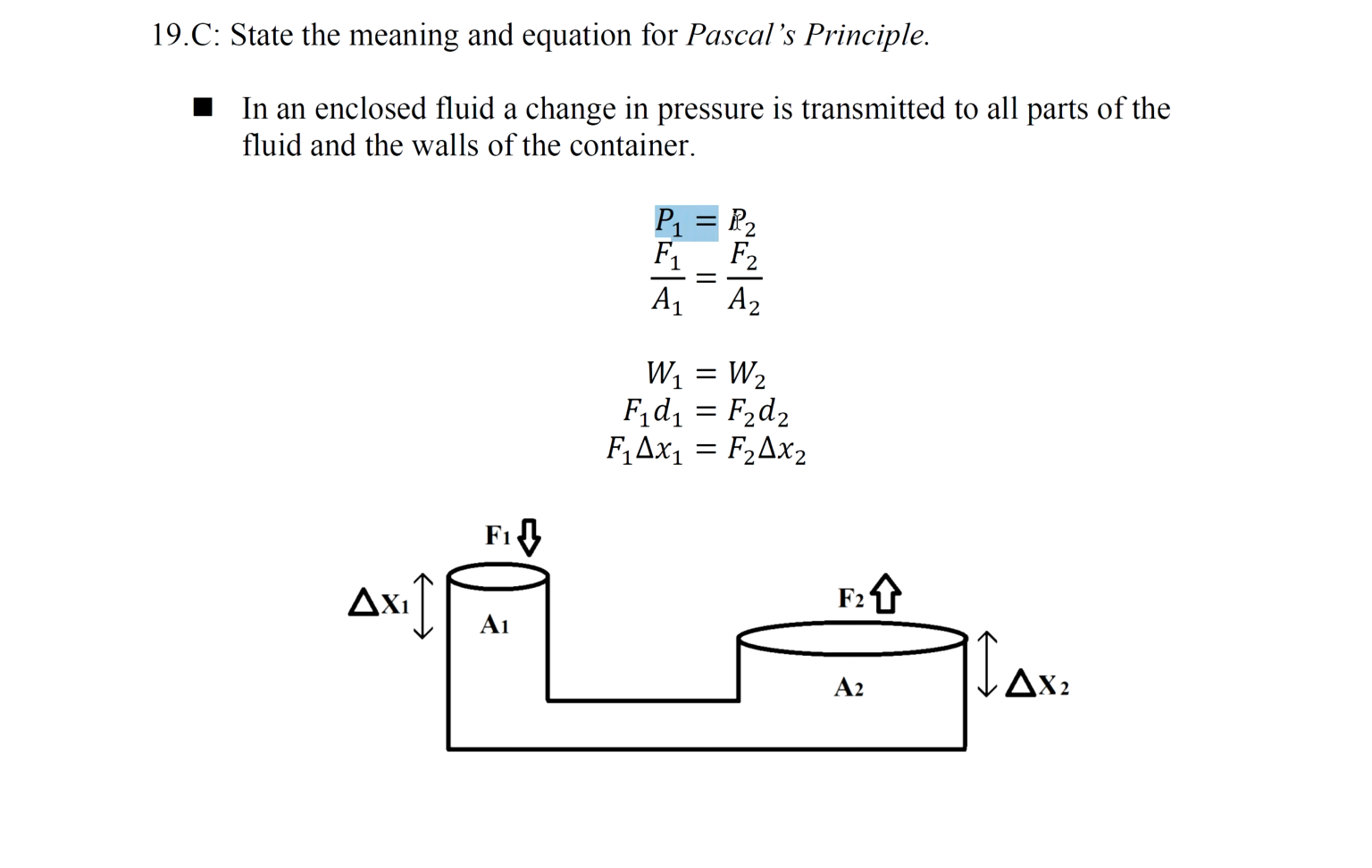So take a look at this image here. Pressure 1 equals pressure 2. Pressure is force per unit area. Work done on object or area 1 is equal to work done on 2. Work is F times d.